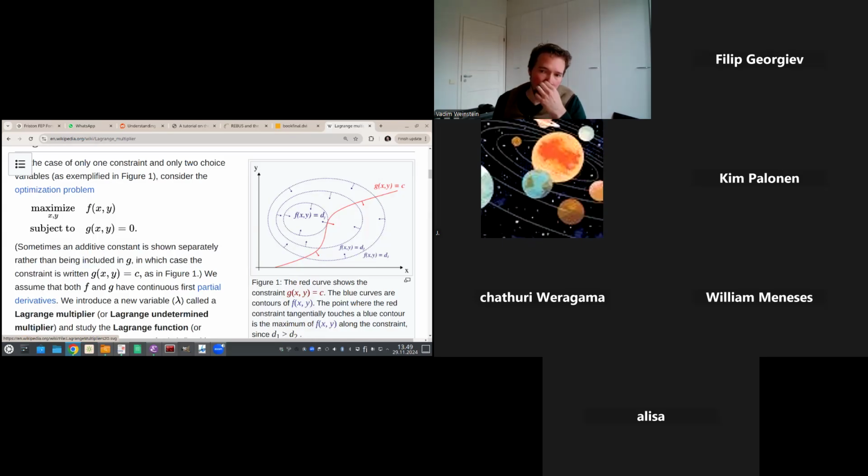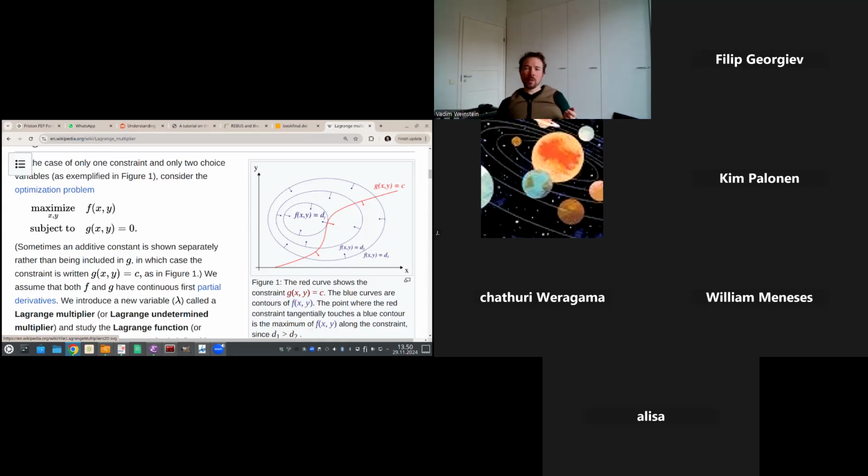Okay. If we are in a point where the gradient of this f does not point into the same direction as the normal to this g, suppose, for example, here in this point, we can see the normal does not point exactly in the same direction as the gradient of f. That means that we can still go along this red curve higher up.